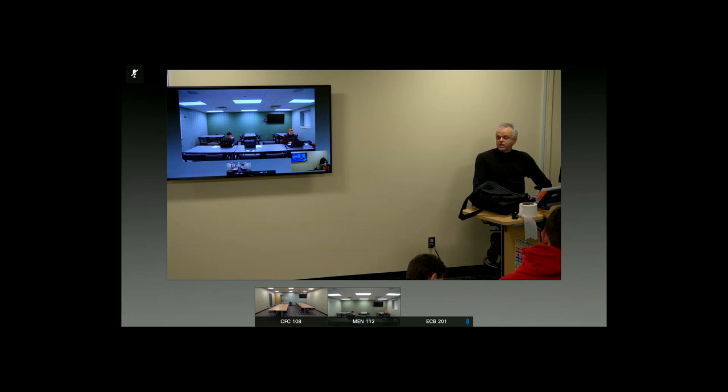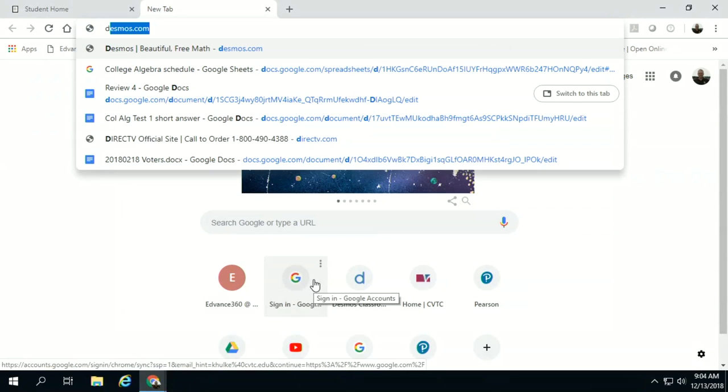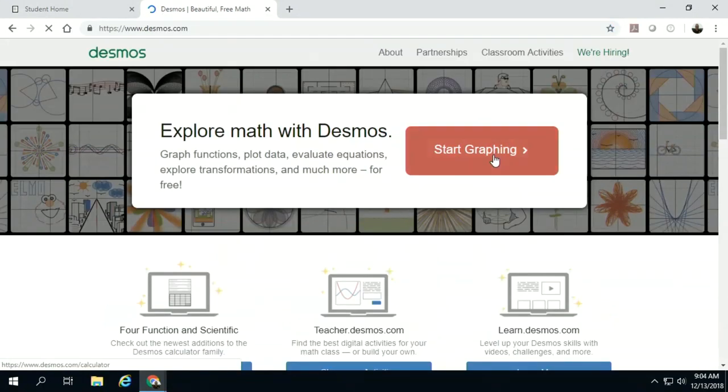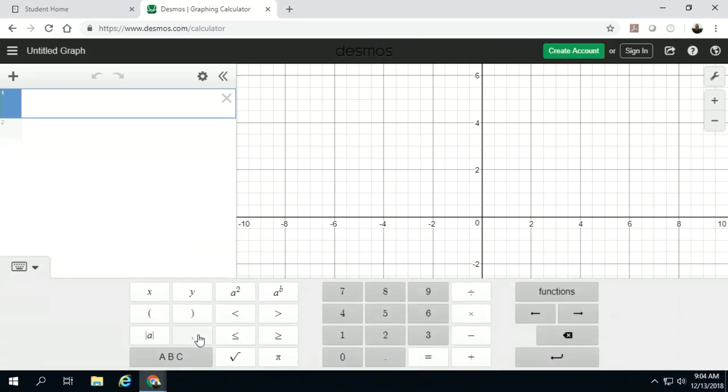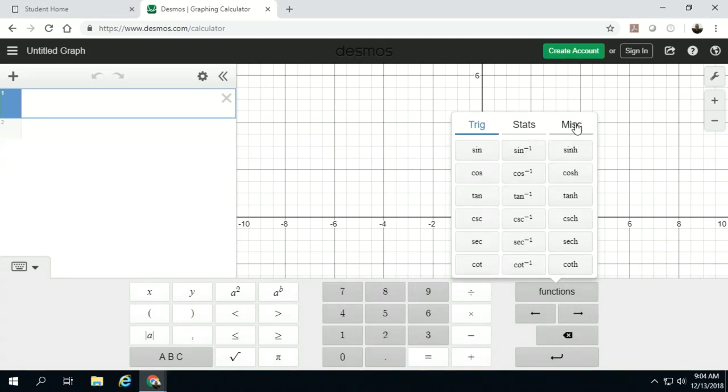How do you get it to be the third root? Okay, so let's see here. When you pull this little keyboard thing up, and you go to functions, miscellaneous, it's right here.